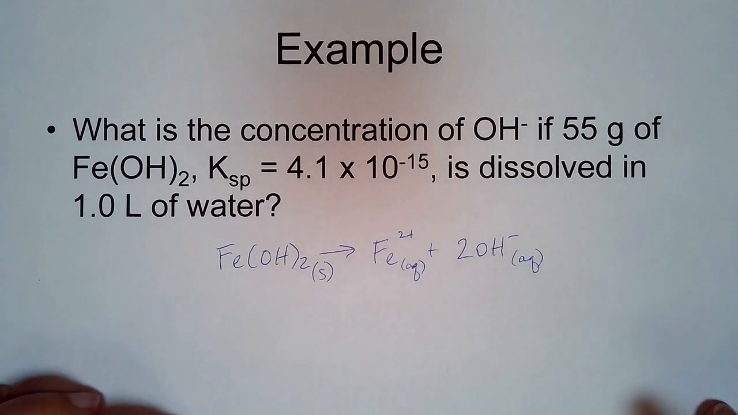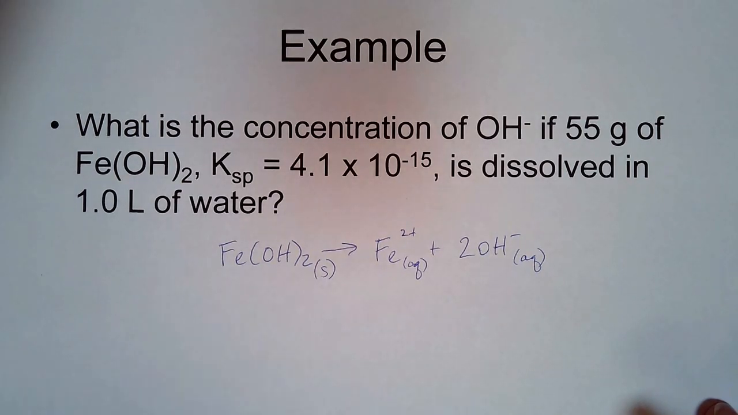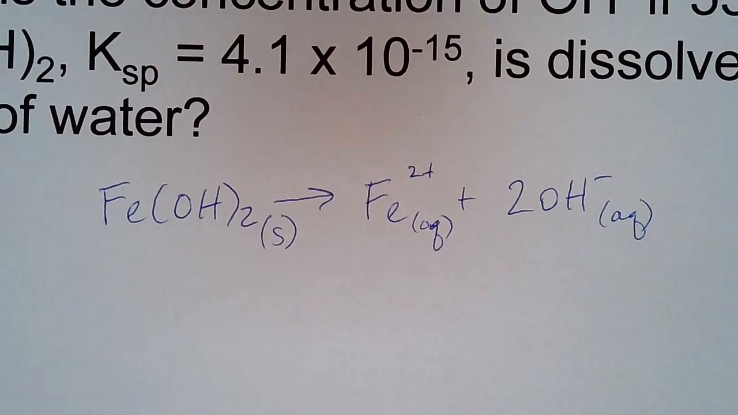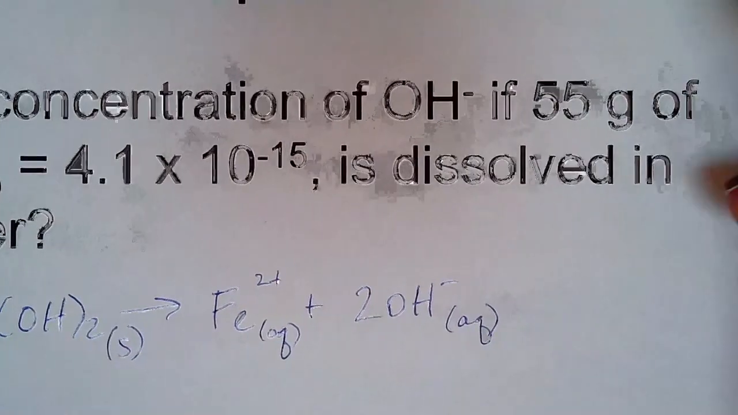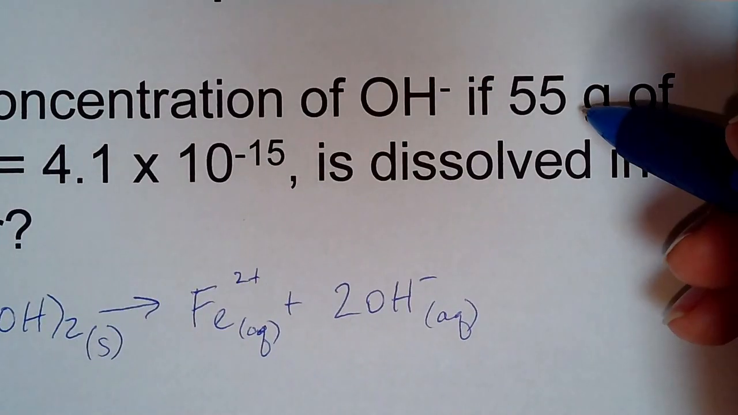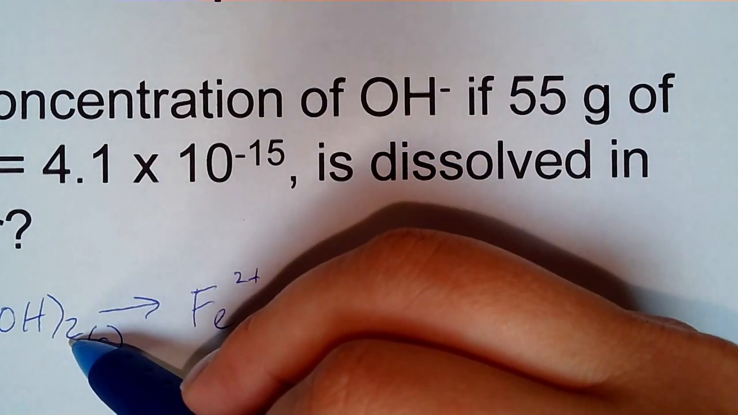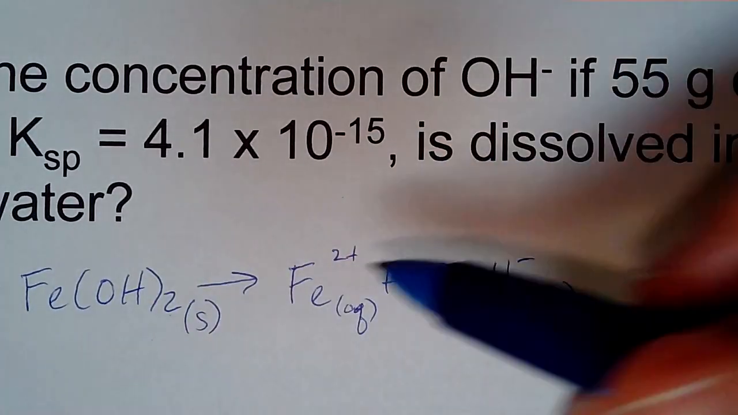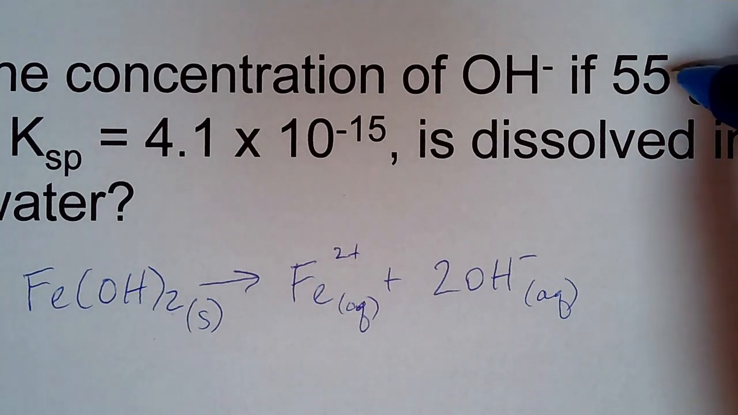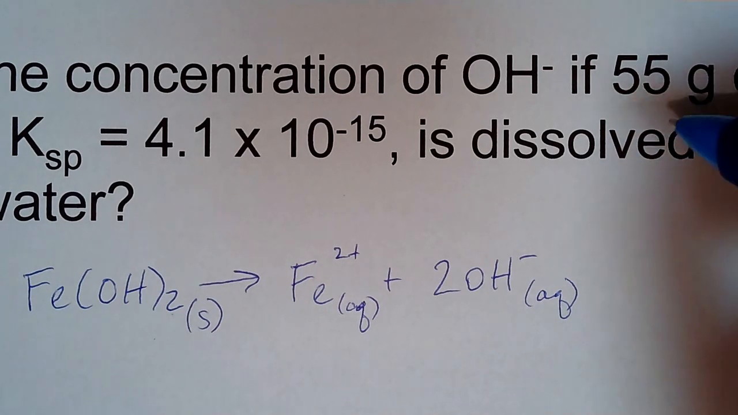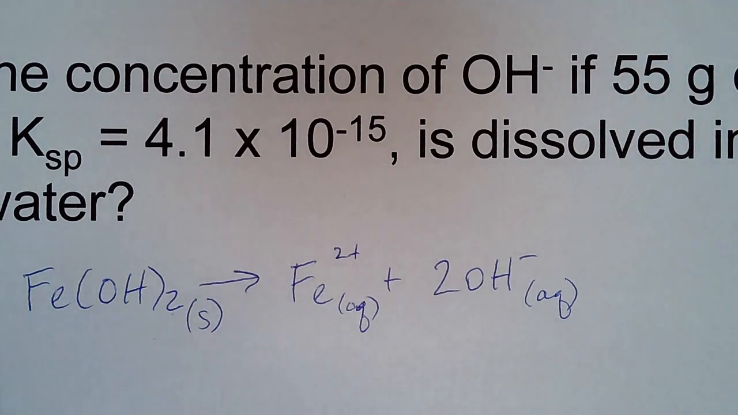Now the question says what is the concentration of OH- if 55 grams of my compound are put into solution, but it doesn't matter how many grams I put into solution. It's not all going to dissolve. That's the whole secret behind the slightly soluble compounds. I could put 100 grams in here and it's not going to change my answer because only some of this dissolves. And based on the KSP, very little of this is actually dissolving.